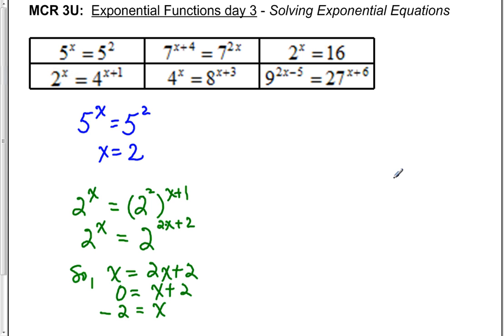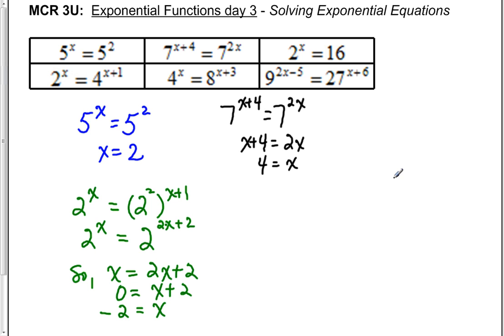7 to the x plus 4 equals 7 to the 2x. Since the bases are the same, then the exponents must be the same. So I can say that x plus 4 equals 2x. I can subtract x from both sides, and I have my answer. The one underneath that has different bases.